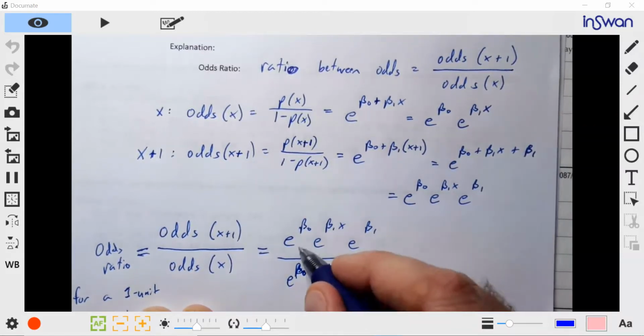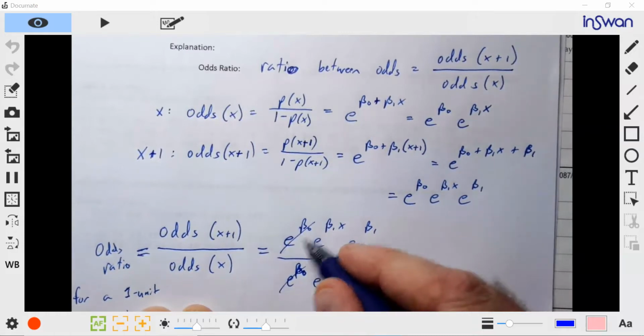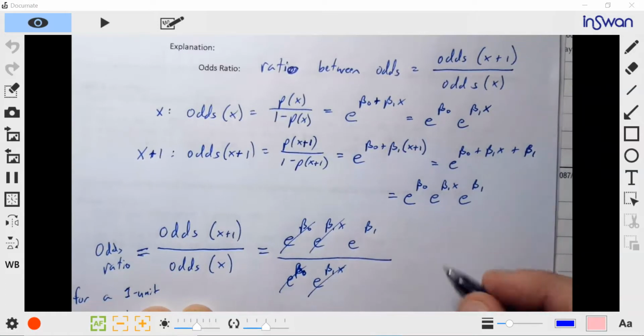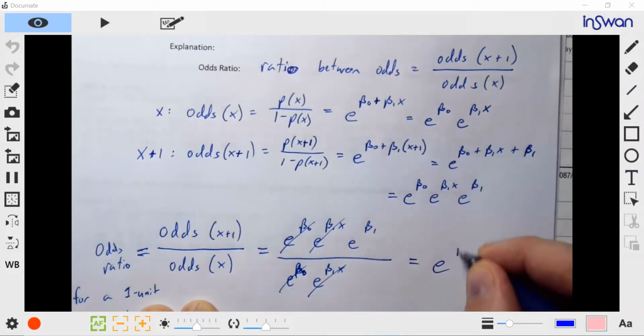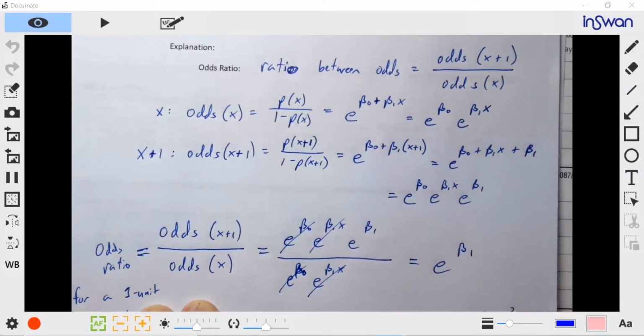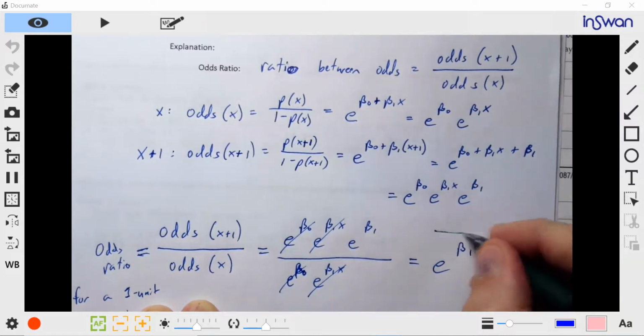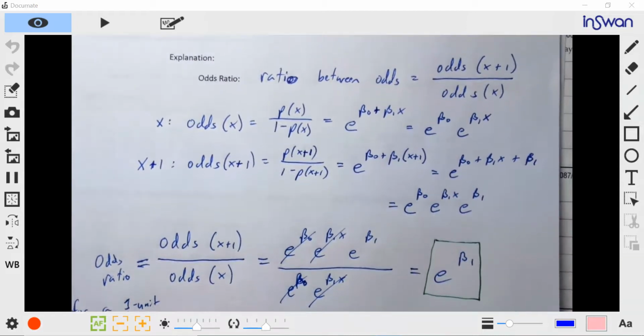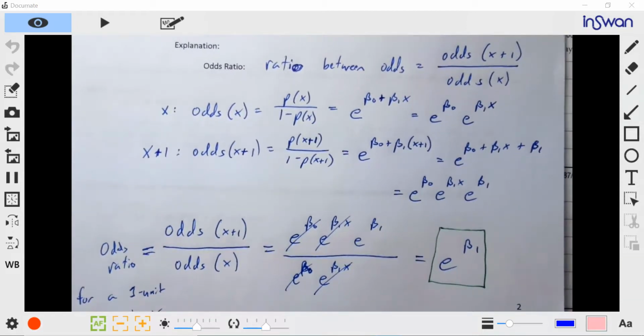So now it's a division problem. e to the beta 0 over e to the beta 0 cancels out. e to the beta 1x over e to the beta 1x cancels out. That simplifies to e to the beta 1. So this is interpreted as the odds ratio for a 1 unit increase in x.